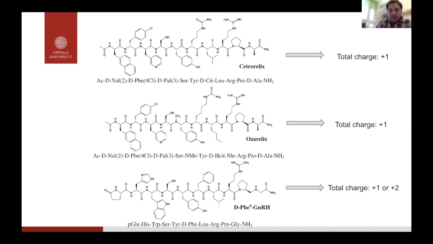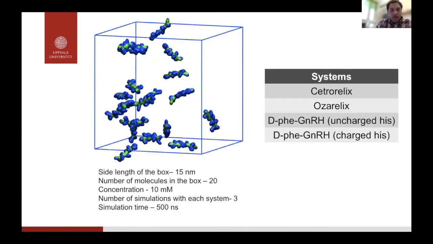To study their aggregation behavior, we set up a simulation box with a side length of 15 nanometers, a cubic box. The number of peptide molecules we placed initially, randomly, in the box is 20, and this represents a concentration of about 10 millimolar. To increase our statistics, we performed each simulation 3 times, and the total simulation time was 500 nanoseconds.